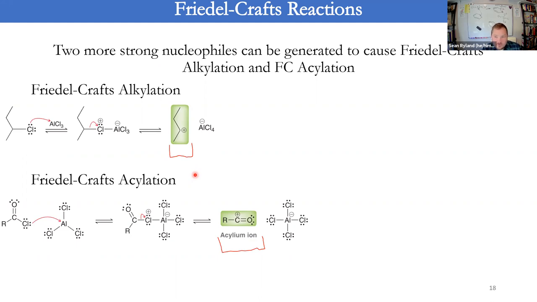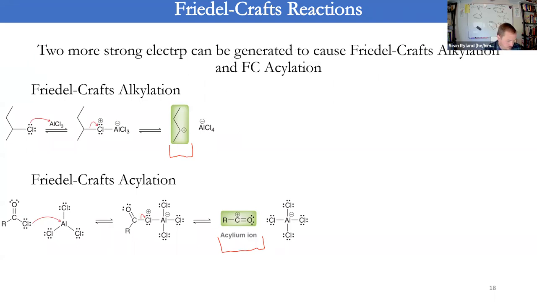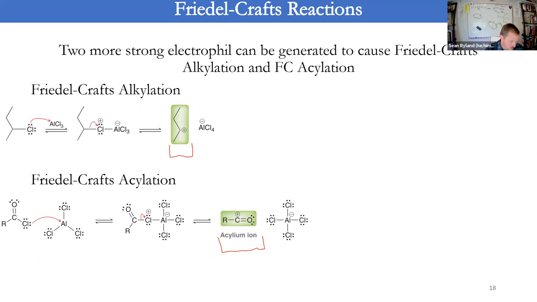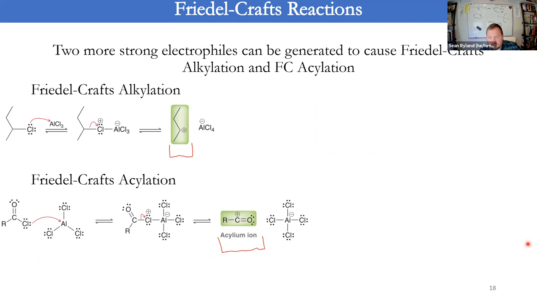All right, so in both of these cases, again, same mechanism. The only tricky part for both of these is generating the electrophile. And that's a typo in the slide. That should say two more strong electrophiles can be generated using this process. And again, it's just a Lewis acid that's going to take electron density away from the chlorides and then makes the chlorine a very good leaving group and gives you a stable carbocation that can then go act as an electrophile, or this acylium ion.